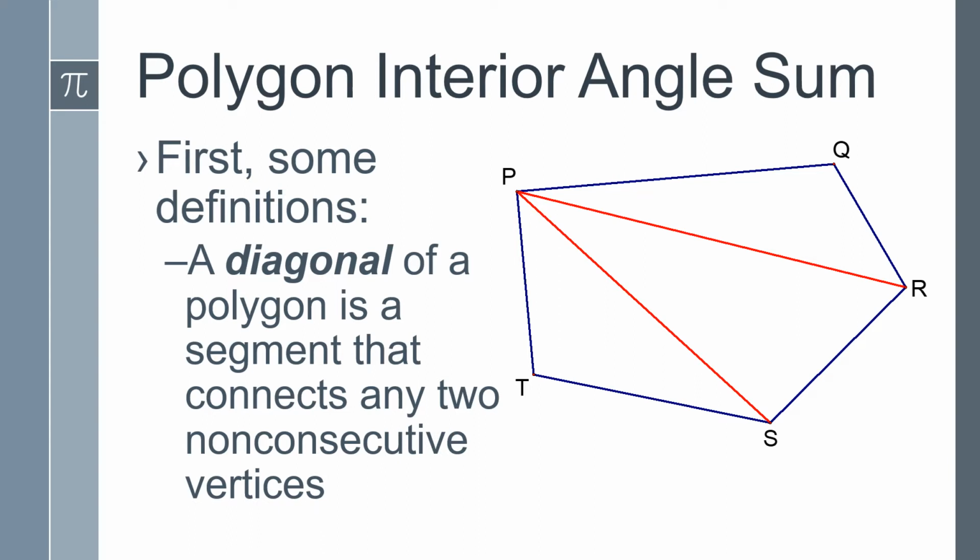Okay, so first we need to do some defining of things. First of all, a diagonal of a polygon is a segment that connects any two non-consecutive vertices. So you'll see here that segments PR and PS are in red, and those two segments are diagonals. Okay, a diagonal is not a side.